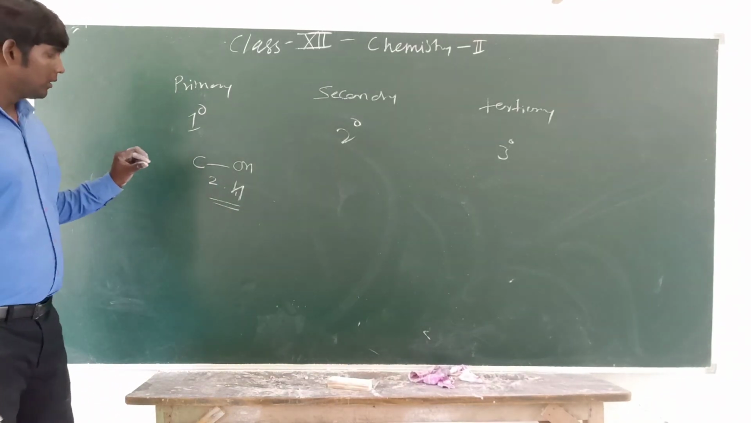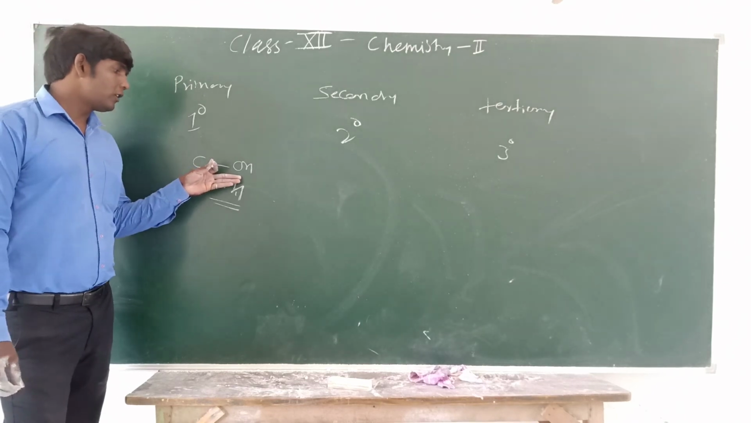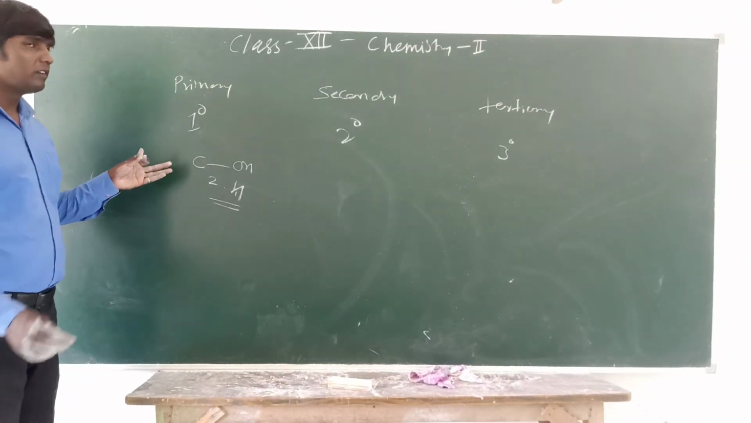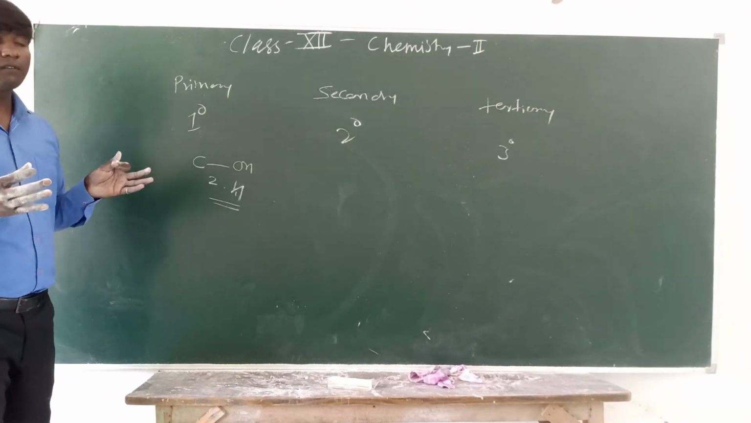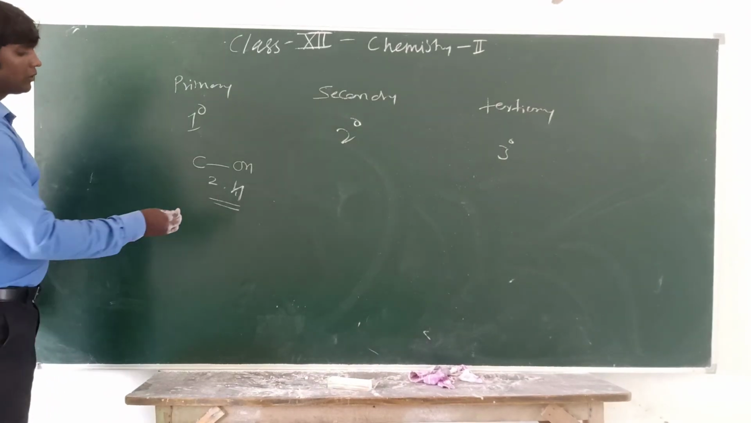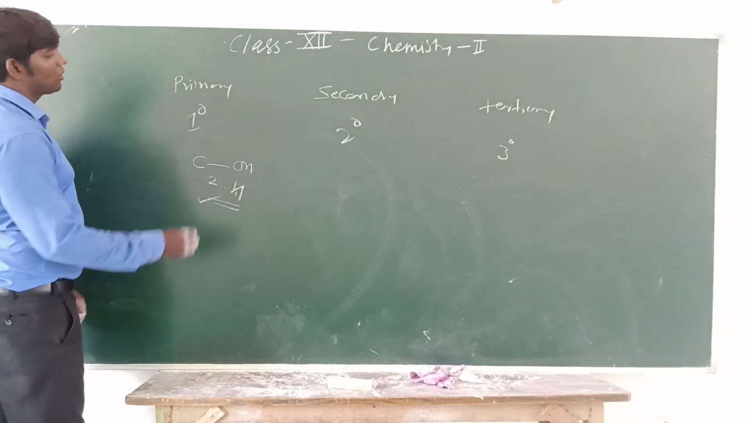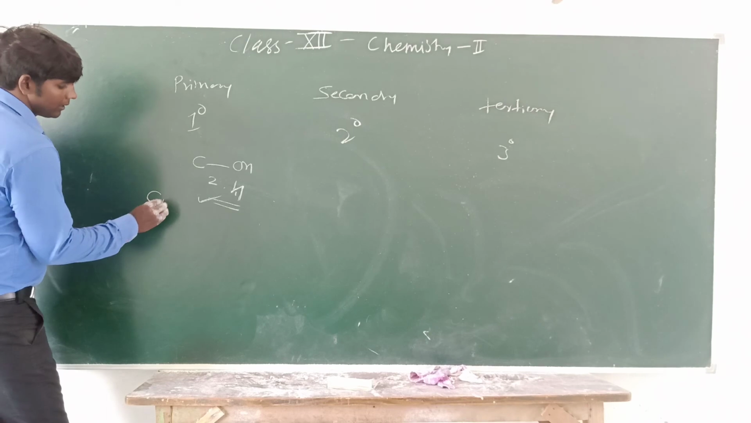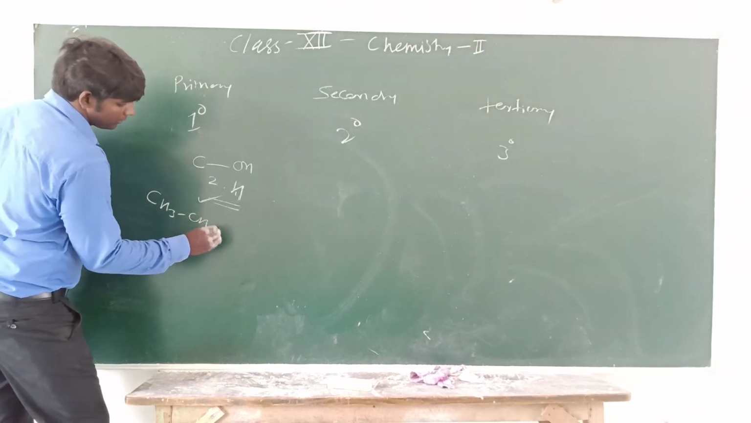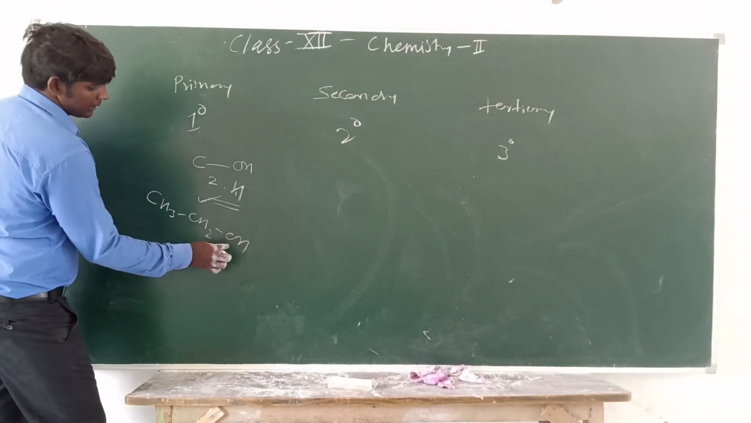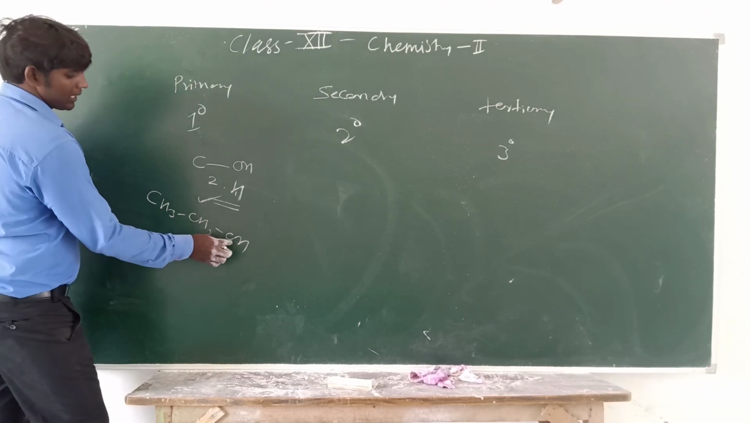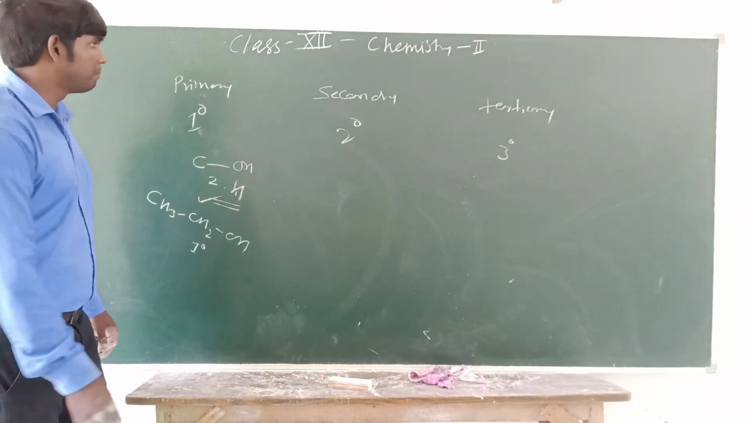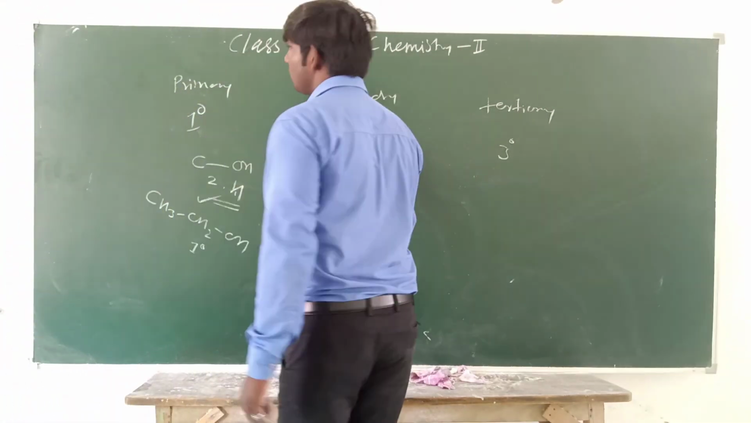A primary alcohol is one in which the hydroxyl group is attached to a carbon which has a minimum of 2 hydrogens. That is called primary. For example, ethanol is a primary alcohol because the hydroxyl group is attached to a carbon which has a minimum of 2 hydrogens.